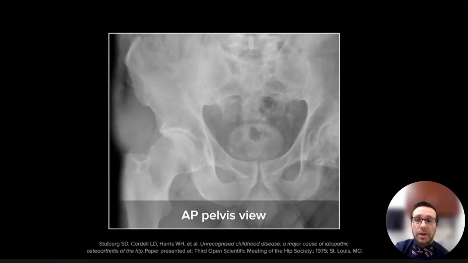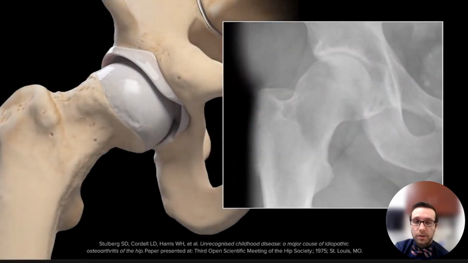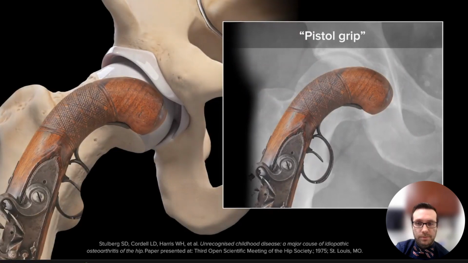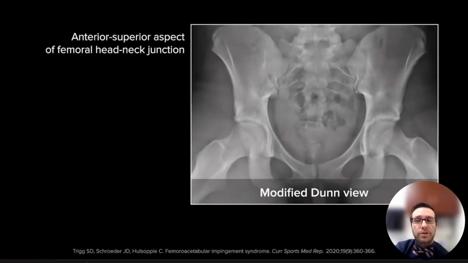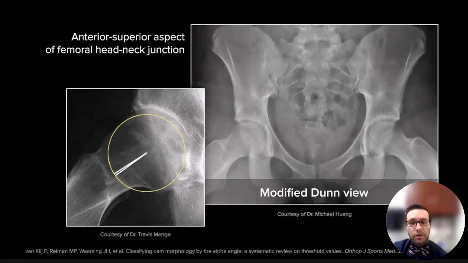Initial evaluation can be carried out with plain x-rays. On an AP view, the loss of normal sphericity can be seen. We call this a pistol grip deformity. The Dunn view shows the anterior superior aspect of the head-neck junction, better identifying the cam deformity. It shows the alpha angle, which measures the amount of deviation from the normal sphericity.